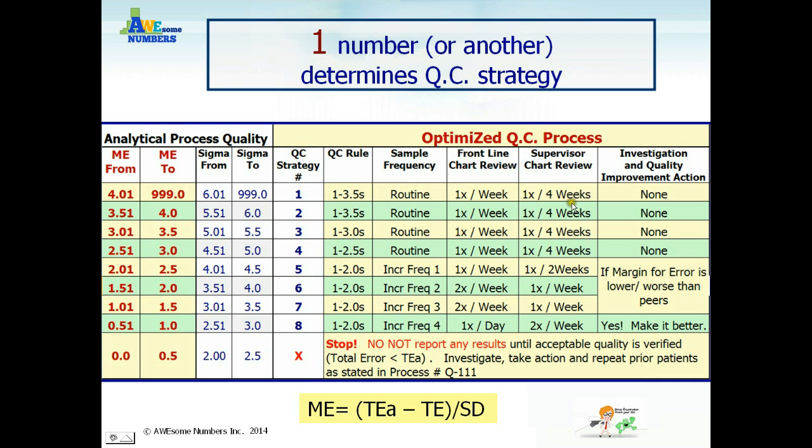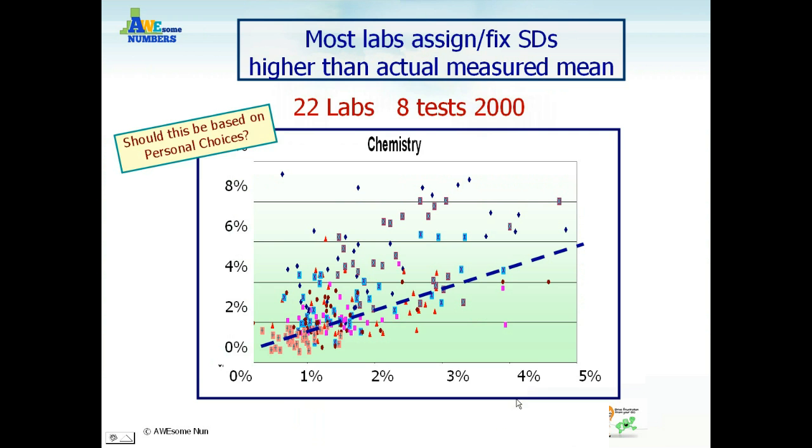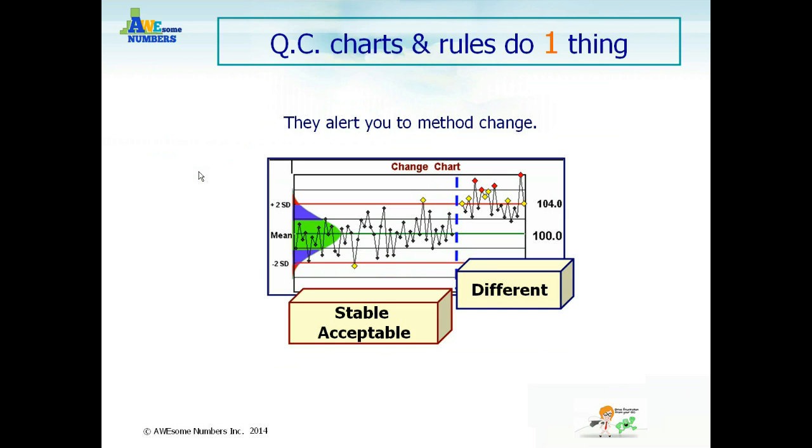If the margin for error is low, you can increase the chart review and you'll know when to take additional corrective action. If your margin for error is 0, and in my books, I would say even if it's less than 1, I would stop and see what's going on. Most labs fix or assign their SDs higher than the actual measured mean. Should those 3 decisions be based on personal choices?